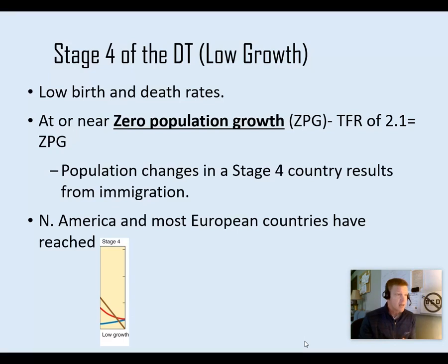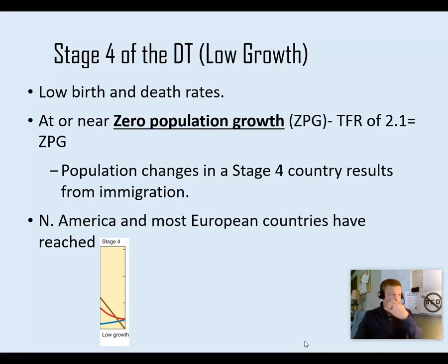So let's pick back up where we left off last time, and that was stage 4 of the demographic transition. We had stage 1, where birth rate was high, death rate was high. Stage 2, where death rate takes the plunge. The difference between the birth and death rate is the natural increase rate. Stage 3, where for the first time, birth rate starts to go down, but death rate goes down with it. A natural increase rate that's shrinking, but still a natural increase rate. And stage 4, low birth, low death rate.